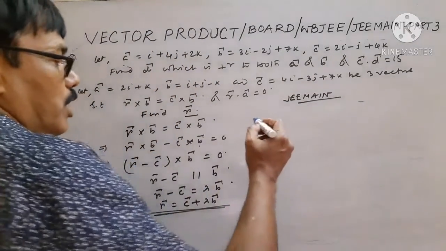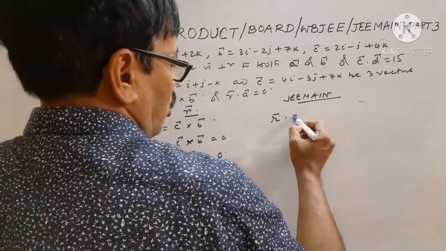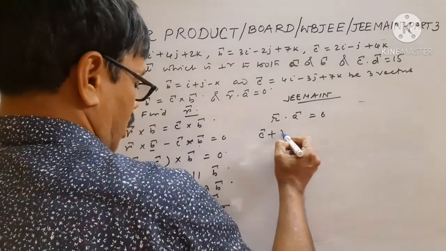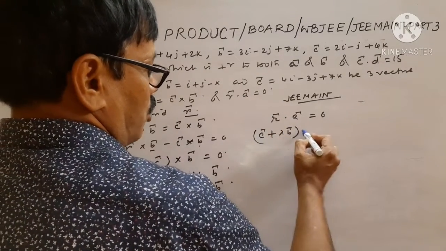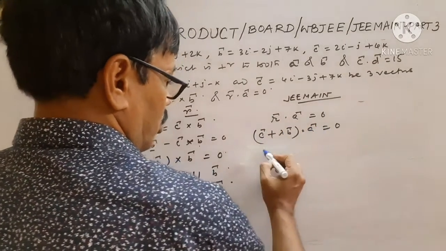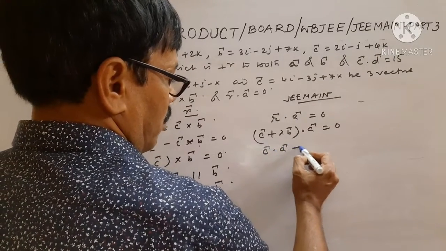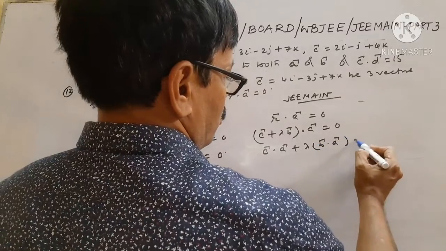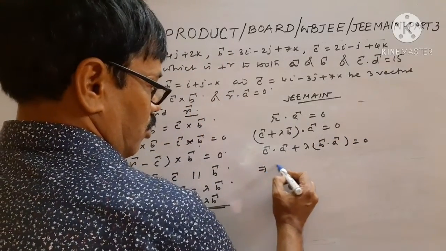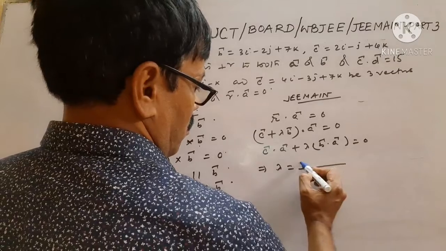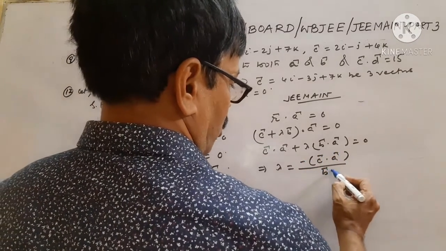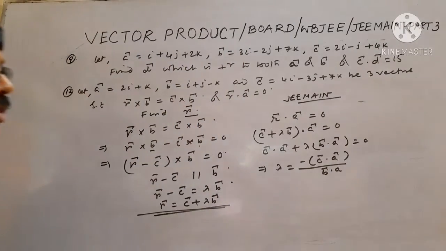Now, one more condition is given, r dot A equals 0. So, what is r? C plus lambda B dot A equals 0. So, C dot A plus lambda into B dot A equals 0. So, lambda equals minus C dot A by B dot A. So, this is the value of lambda.